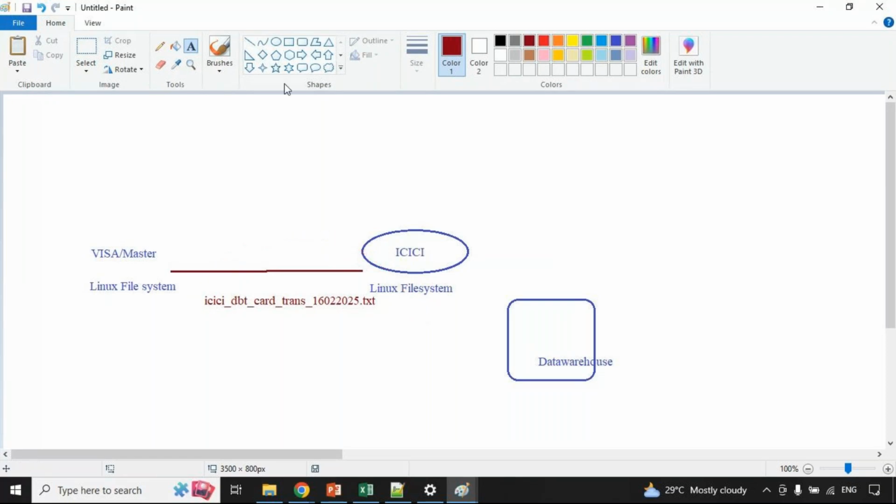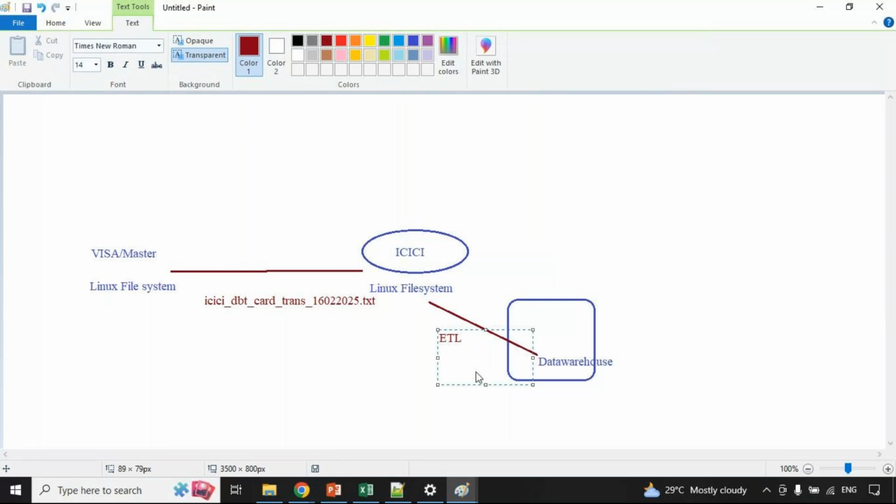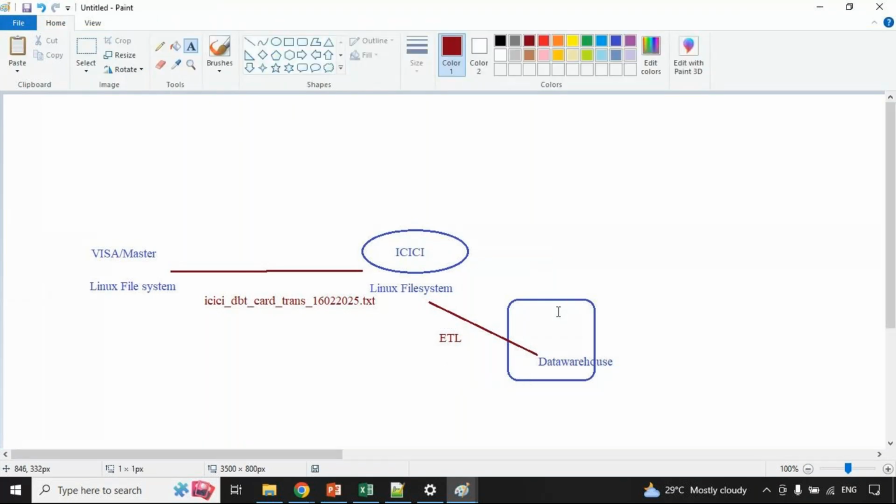Now from here, using any ETL tool, I want to load the data into the table. On top of the table, on top of the data warehouse, there is a Power BI team. They are going to generate the reports.